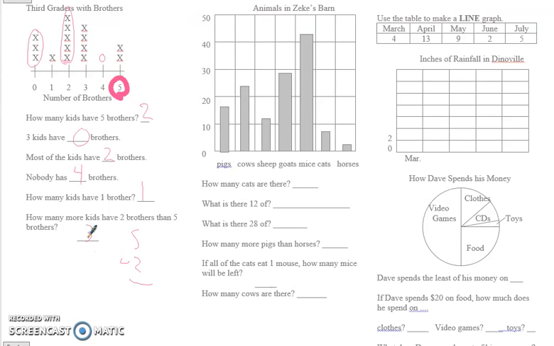We got animals in Zeke barns. We're counting by tens. How many cats are there? So I'm looking for the cats. Bring it over. Right there would be about 5. So it's above 5. Maybe 6, 7. What's there 12 of? 12 would be right here. Let's bring it over. Looks like that one right there. Sheep.